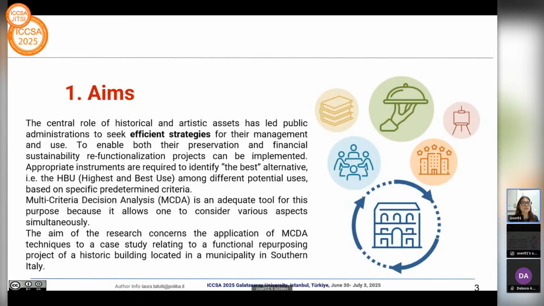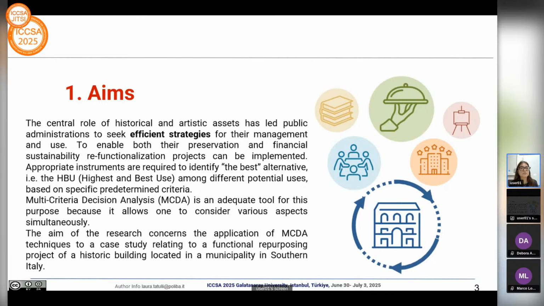In particular, in order to have the preservation, the conservation and the financial sustainability of this kind of heritage building, it is important to consider the possibility to implement a refunctionalization project. To this end, appropriate instruments are required to identify the best alternatives, and so the highest and best use among different potential uses, considering simultaneously specific predetermined criteria.